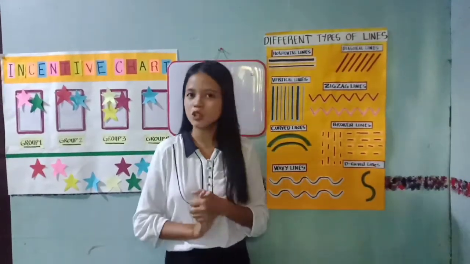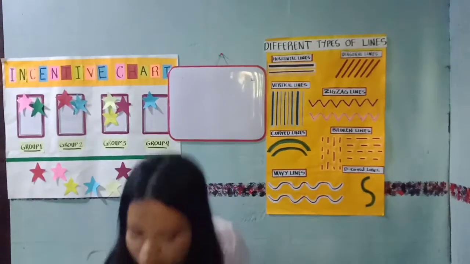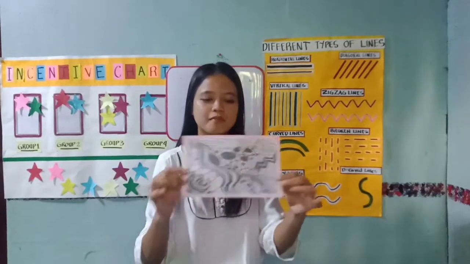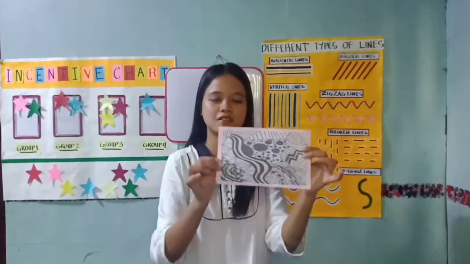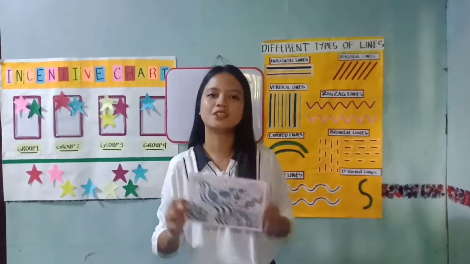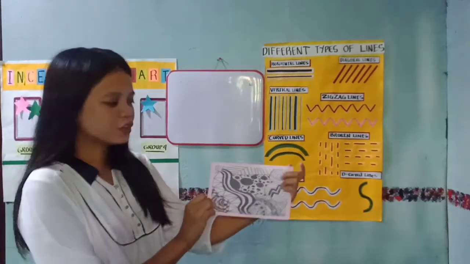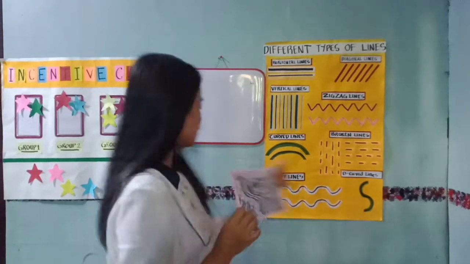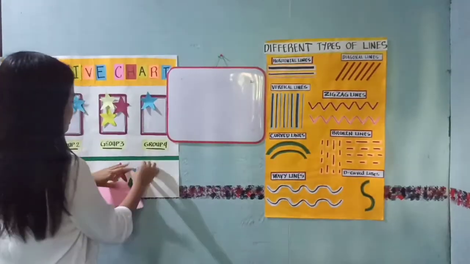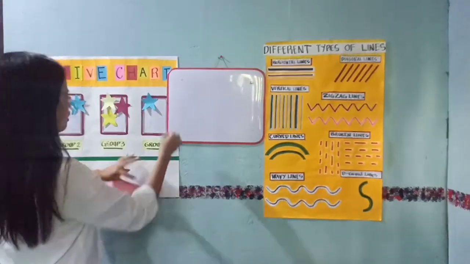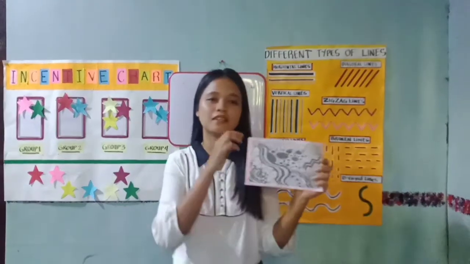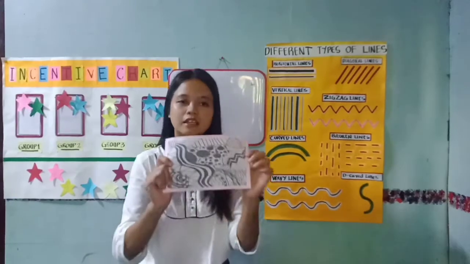So as we continue our lesson, I have here a picture. What can you say about this picture? What do you think it is? Very good, group 4. The picture is an abstract line artwork. So, let's add a star on your notebook. Okay, so it is an abstract line work.